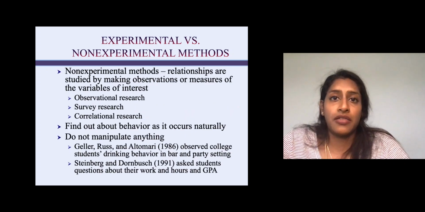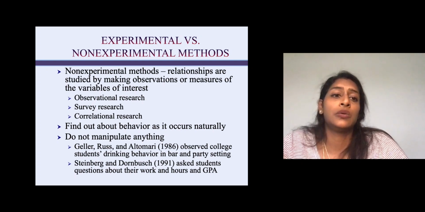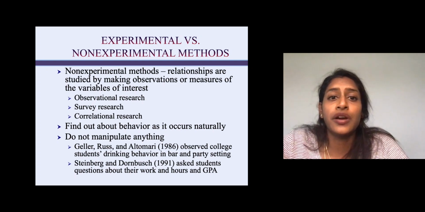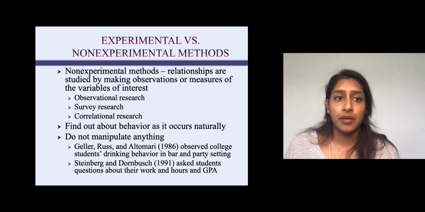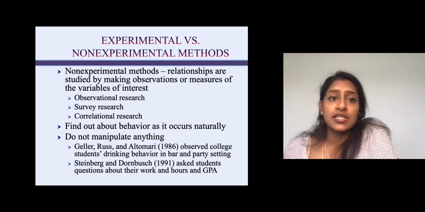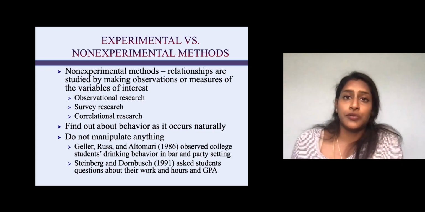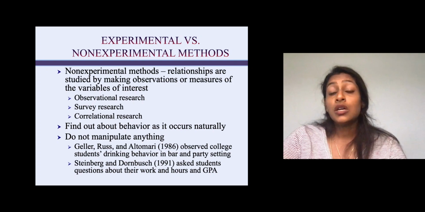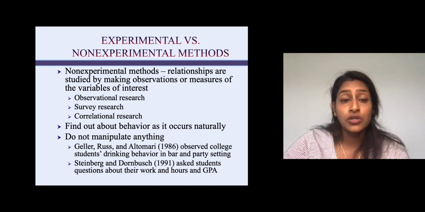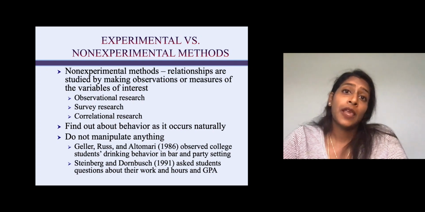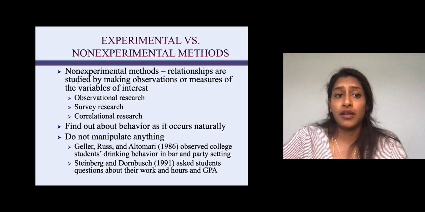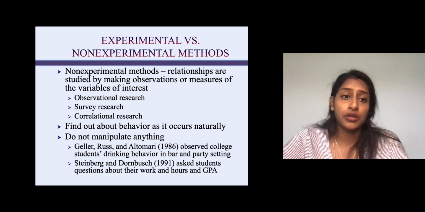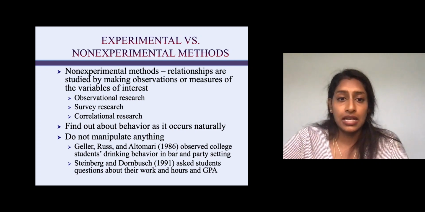A non-experimental method is looking at a relationship that exists already. So looking at potentially two variables and seeing if they might be related. You can have non-experimental methods in lots of different types of research, and we're going to talk about many of these types of research during the remainder of this semester. So observational research, survey research, correlational research can all use non-experimental methods. Here we want to take a look at a behavior that's occurring naturally. So we're not actually manipulating anything.